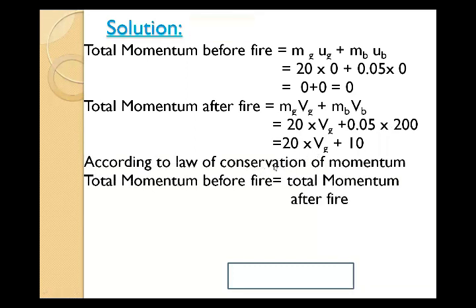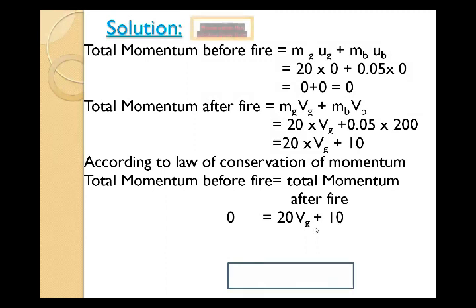Now according to the law of conservation of momentum, the total momentum before fire is equal to the total momentum after fire. So first we write the total momentum before fire, and its answer is 0. So we write 0 here, and the total momentum after fire is the expression we got, 20 Vg plus 10. This is the expression of the law of conservation of momentum.